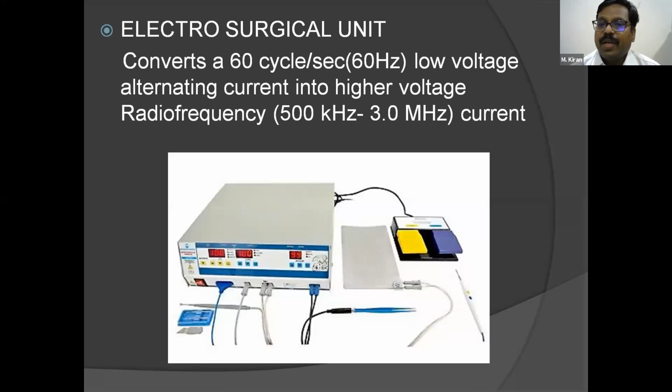One of the electrosurgical units, I am sharing here. In this electrosurgical unit, you can see all the accessories are included: the main unit, foot switch, and return electrode, which we can call an earth pad, and bipolar forceps, and the pencil, that means a cautery pencil or electrosurgical pencil. Here you can see all the accessories whichever are available. The electrosurgical unit converts 60 cycles per second, that is 60 hertz, low voltage alternating current into higher voltage radio frequency current.